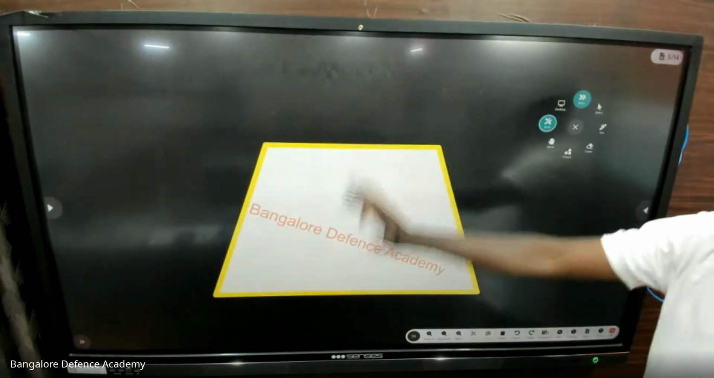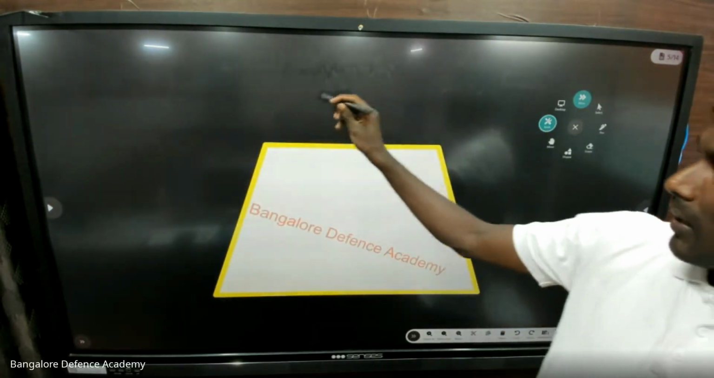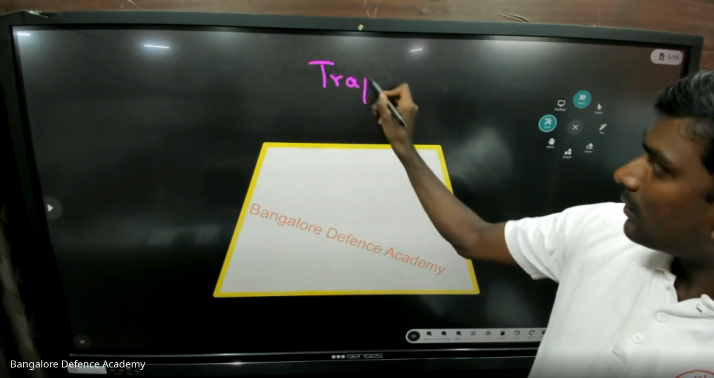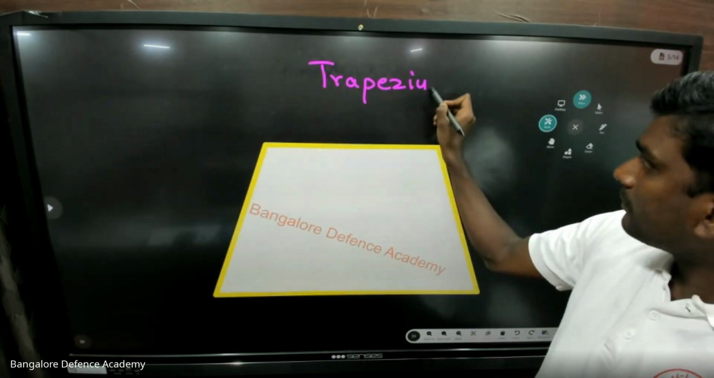Okay, next. So we have done with triangle. What you can see on the screen is called a trapezium. So write down the heading. This is trapezium.